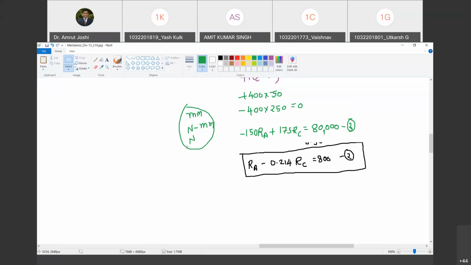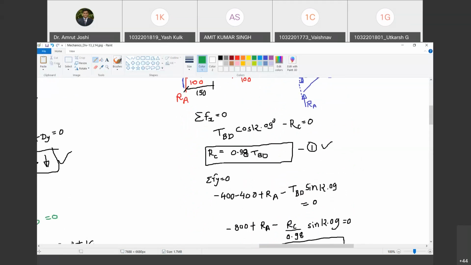So how much did you get? RA to be equal to 1100 Newton? And RC equal to 1400 Newton. Tell me if you have arrived at this answer. I'll tell you. Then we are going to use this to calculate TBD.